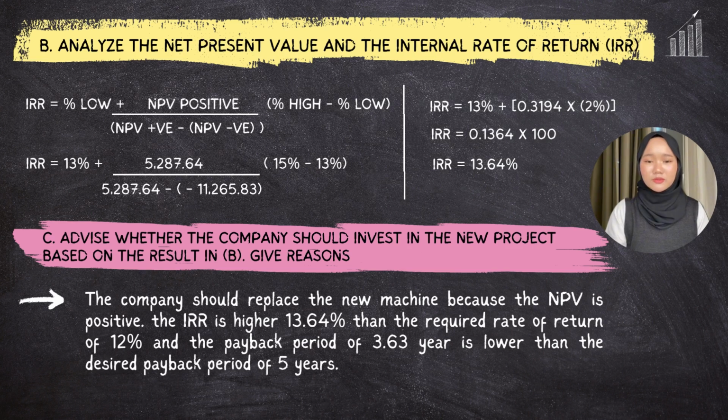The positive NPV of 14,117.77 indicates that the project adds value to the company. The IRR of 13.64% is well above the required rate of return, showing significant profitability. The payback period of 3.63 years is shorter than the desired maximum of 5 years. This demonstrates a quick recovery of the initial investment. All metrics align to suggest this project is financially viable and worth pursuing.